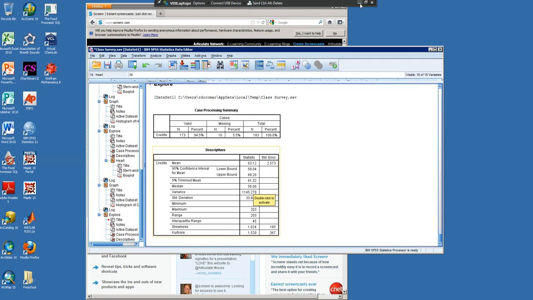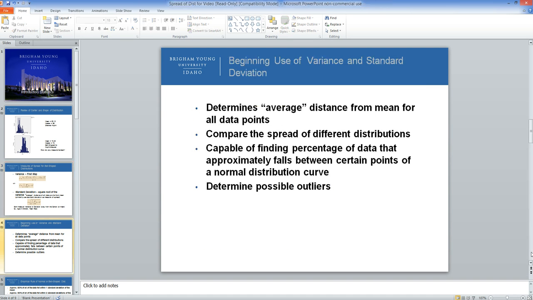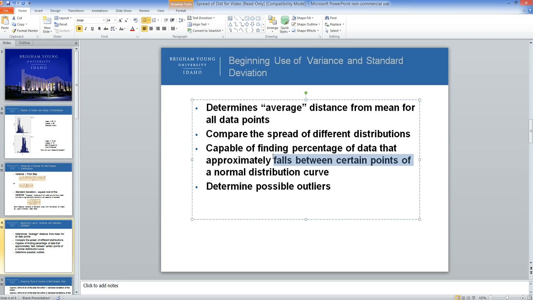So now what I'd like to do is briefly explain what the uses are of the standard deviation, okay? Now, it determines more or less the average distance from the mean of all the data points. So the smaller the standard deviation, the closer those points will be to the mean, okay? We also want to compare different distributions. We're capable of finding percentages of data that approximately fall between certain points of what's called the normal or bell curve. We can determine possible outliers.